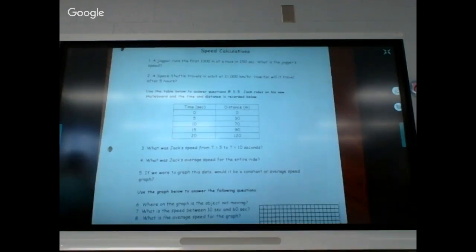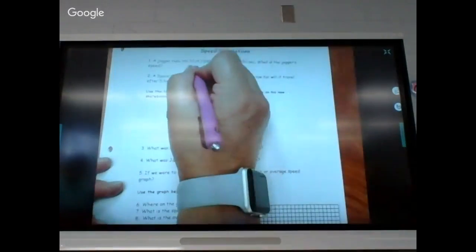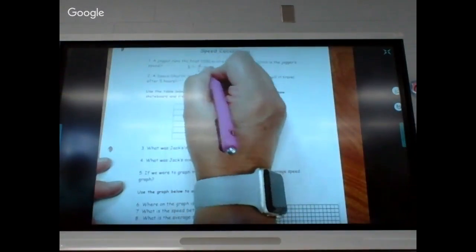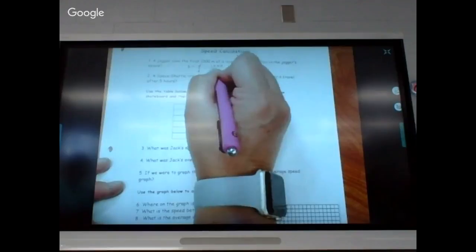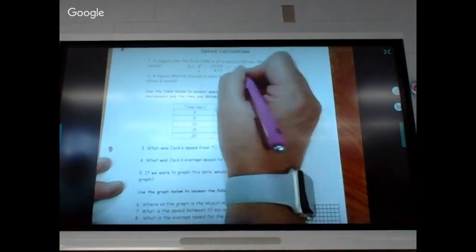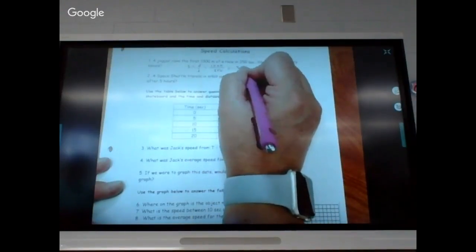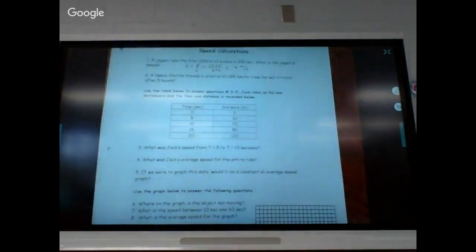All right, so in walking around, the vast majority of you had number 1 and 2 without difficulty because they're just like what we were doing in the opening. So when you look at number 1, you had speed equals distance over time. Distance is 1,000, and time was 250. So most people had no trouble coming up with 4 meters per second, right? That one was pretty easy.